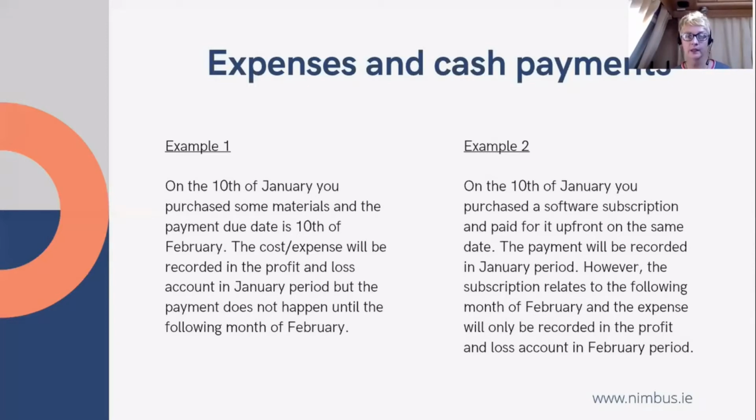Example 1. On the 10th of January, you purchase some materials and the payment due date is the 10th of February, so the following month. The cost expense will be recorded in the profit and loss in January. As soon as you made the purchase, you received the invoice, but the payment does not happen until the following month, February. Can you see the difference? You have recorded the cost already in January, but the payment is a separate transaction and it will be recorded in February. That's the difference.